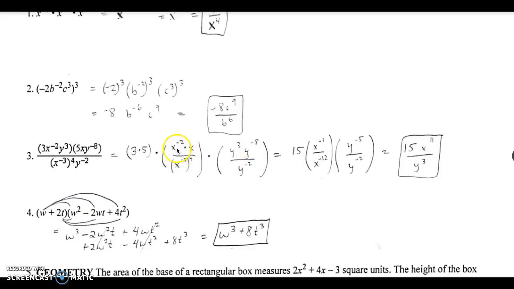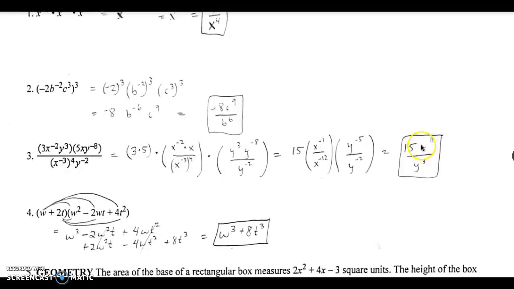For simplifying x to the negative 2 times x, we're just adding the exponents. That gives us x to the negative 1. X to the negative third to the fourth power, we are multiplying exponents, so we have negative 3 times 4 gives me negative 12. For the y's, we have y to the third, y to the negative 8th. You're going to add them and you get negative 5. And then the last step, property 2, says that you subtract these exponents, so we'd have negative 1 minus negative 12, and that gives us 11.